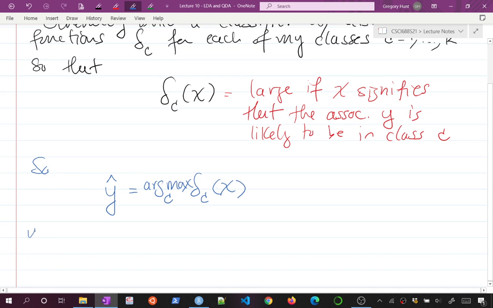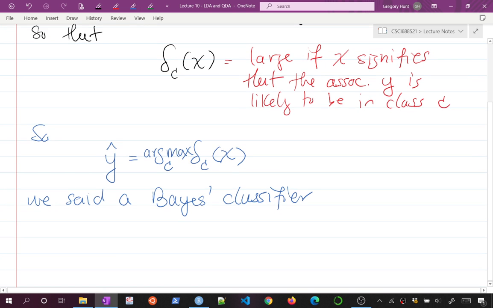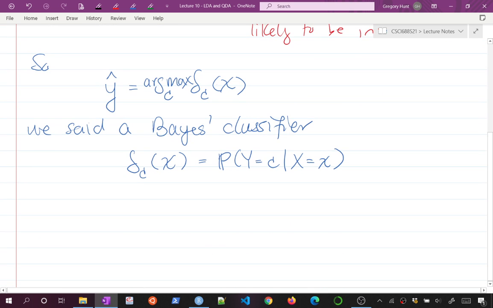And we said a Bayes classifier, basically, you can interpret it as letting my discriminant function be the probability, or in reality an approximation of the probability, that y is in class c given I observe my little x here. And so that was a general setup.